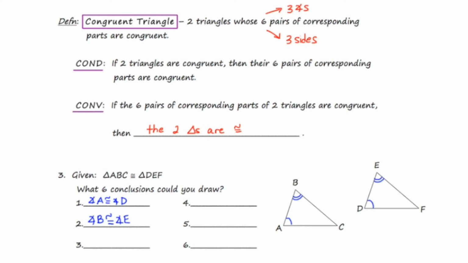The third set of angles that would line up are angles C and F. So I'm going to say that angle C is congruent to angle F. And I'm going to make the appropriate markings in the diagram. Now let's move to the sides.